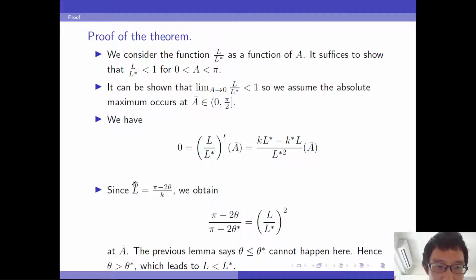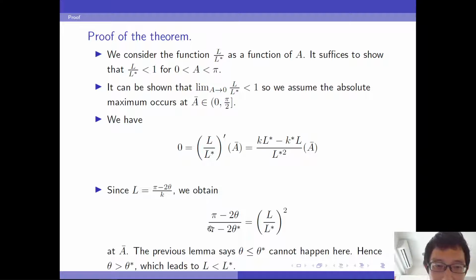And from the picture, we know that L equals pi minus 2 theta over k. Here, 1 over k is the radius of the perfect arc, and pi minus 2 theta is the angle spanned by the perfect arc. So we have this relation. Plugging this into the previous identity, we get the following relation at a bar.